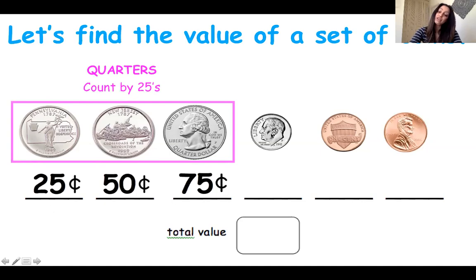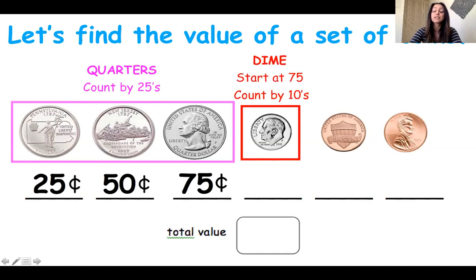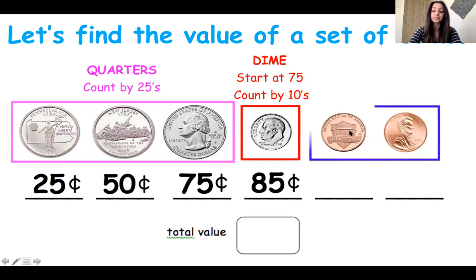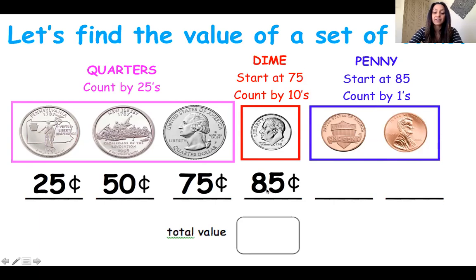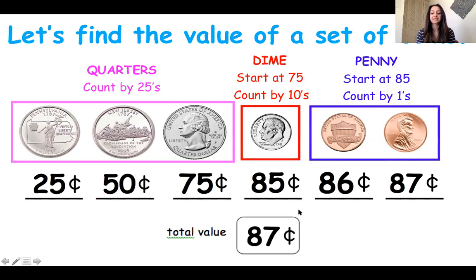Then I noticed that the coin changes to a dime. And I know that dimes are worth 10 cents. So I start at 75 cents and I count by tens. 75 cents, 85 cents. Then I notice that the coin changes again and the next 2 coins are pennies. So I count by ones starting at 85. 85 cents, 86 cents, 87 cents. The total value of this set of coins is 87 cents.